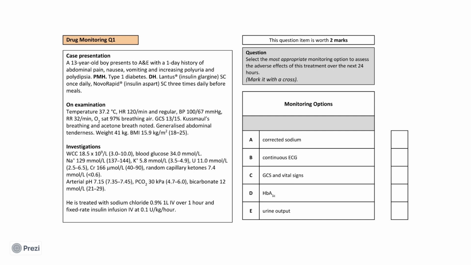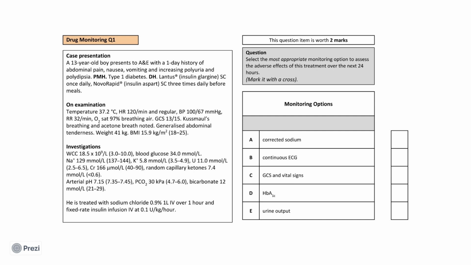This question asks you to select the most appropriate monitoring option to assess for the adverse effects of this treatment over the next 24 hours. I now encourage you to pause the video and consider your answer. Now that you've considered your answer, I'll walk you through this question.